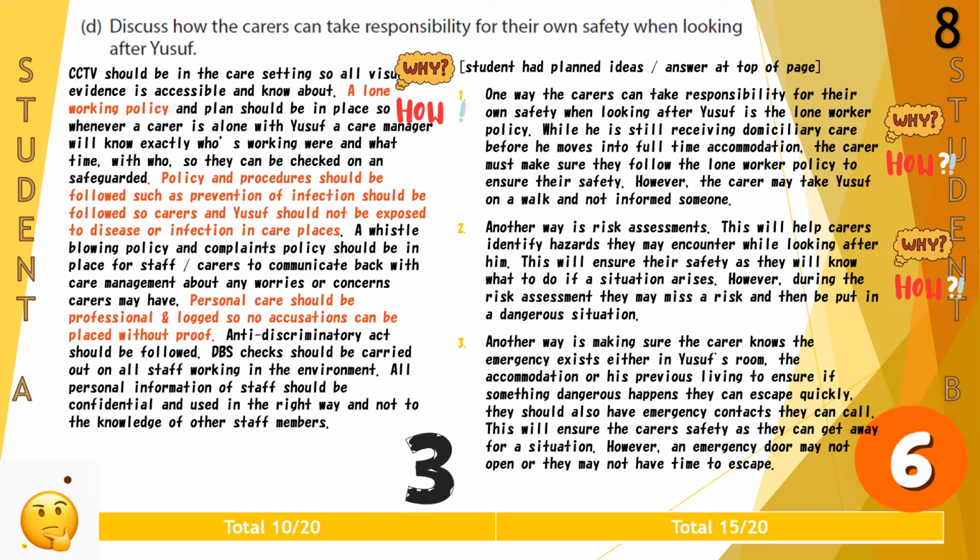And overall for this section, we can see this difference already. So student A gets 10 out of 20 and student B has got 15 out of 20. And this is where, again, we started to see that difference emerge between A and B.